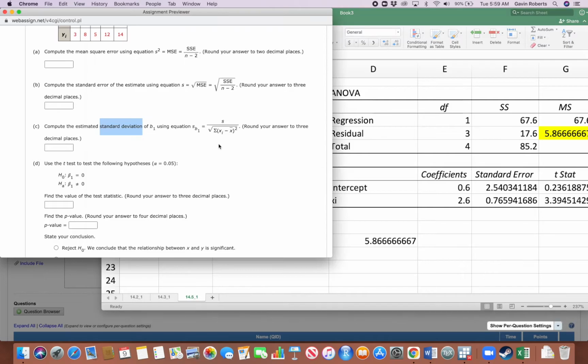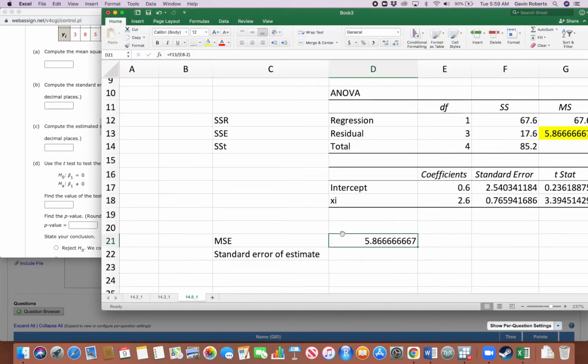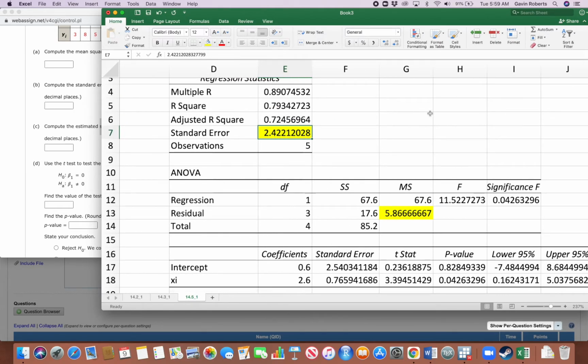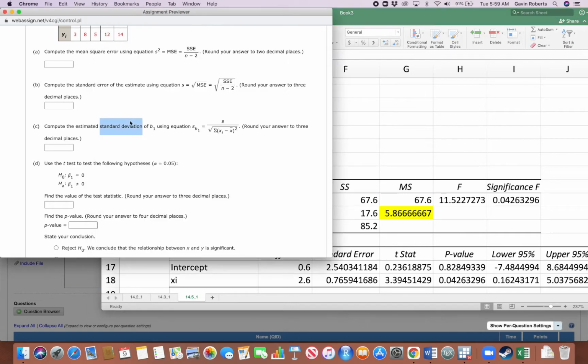And it looks like they give us most of the formulas anyway, so let's check this one out. SSE divided by n minus 2, that's what we calculated right here. So we just need to take the square root of that number. 2.422, that is right here, so they give us that number too. So that's called the standard error of the estimate right there.